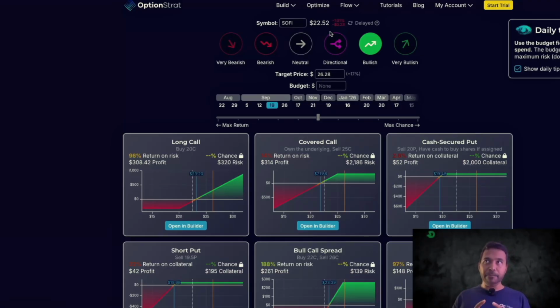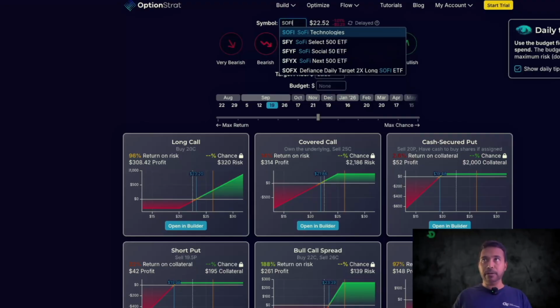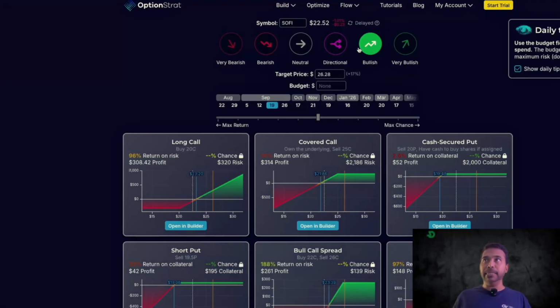Once you are here, I'm gonna take one example, which is SoFi, right? So you put your symbol here, you put SoFi, and then you have to select whether you are bullish on it, whether you are bearish, or you're thinking that it's gonna be sideways, right? So I'm particularly bullish on SoFi, so I'm just gonna select bullish here, and then this is the target price, right? So where do you think, just a guess that you can do is, if you're bullish, do you think that this is gonna go and hit $30 in about a month or a year? So based on that, you can select your target price here.